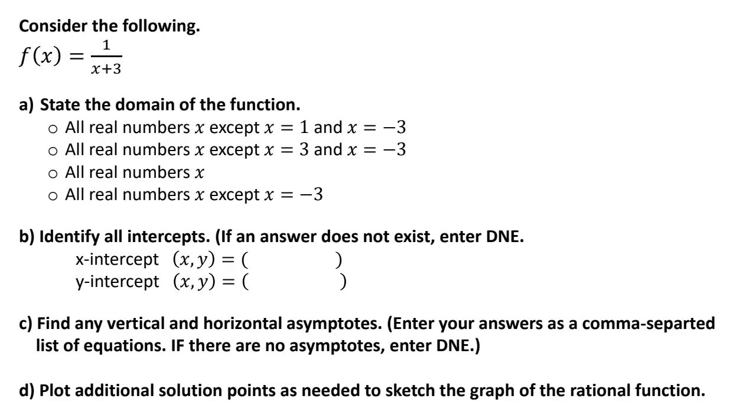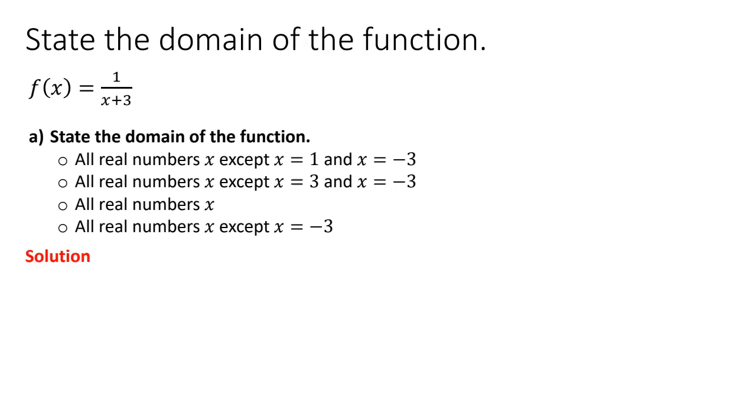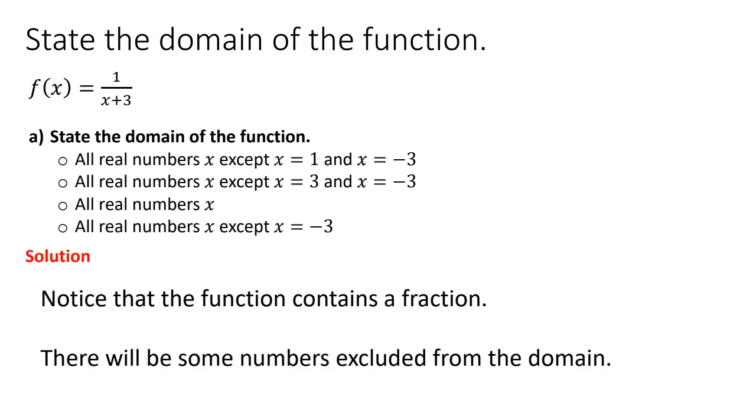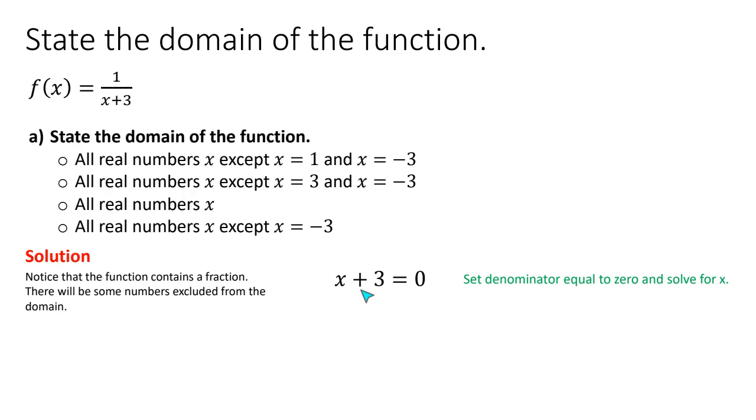Consider the following. So we have a rational function, f of x is equal to 1 divided by x plus 3. And we want to find the domain. So if you notice here, the domain has a fraction. So the domain is going to be all real numbers, except for the ones that would make your denominator a 0. So here, x plus 3, we can set it equal to 0 so that we can find out which number we can exclude. So we have x plus 3 is equal to 0, subtract 3, and we get x equals negative 3.